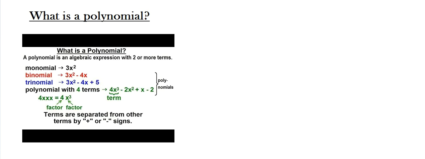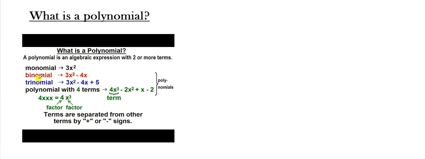A polynomial is an expression containing one or more terms where the terms are separated from each other using plus or minus signs. Okay, now you can see this is a monomial. Mono means a single term. This is a binomial, two terms. The word bi means two. This is a trinomial, three terms, okay? And this one is more than three terms.